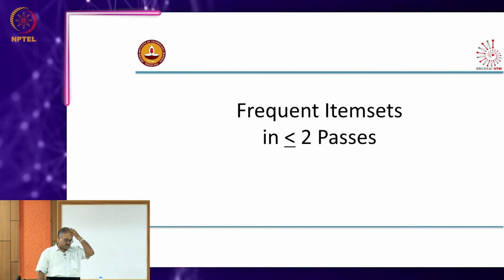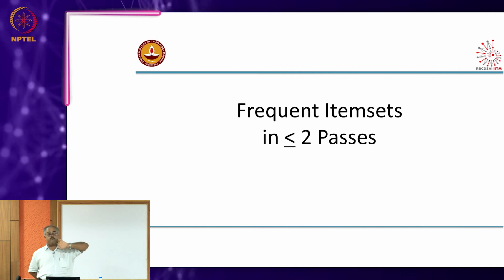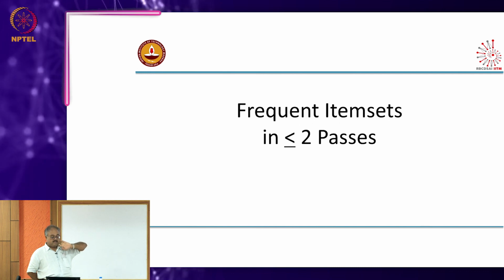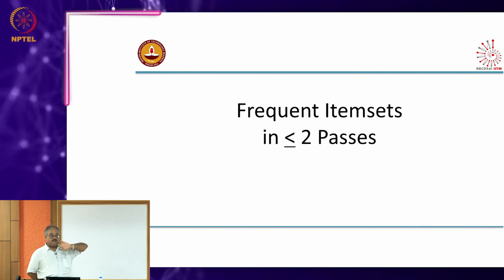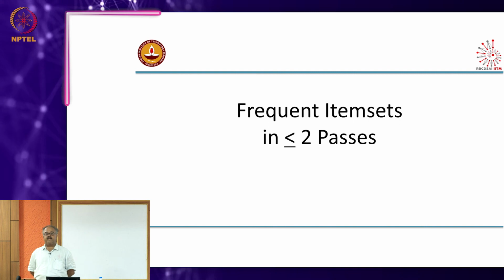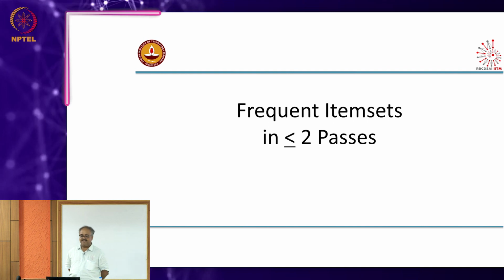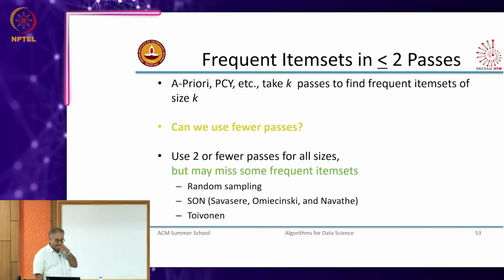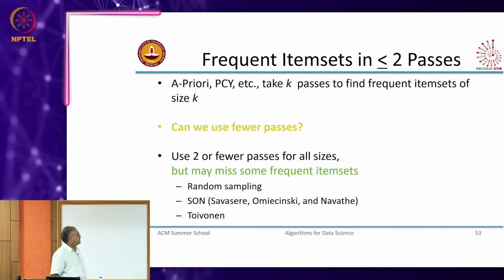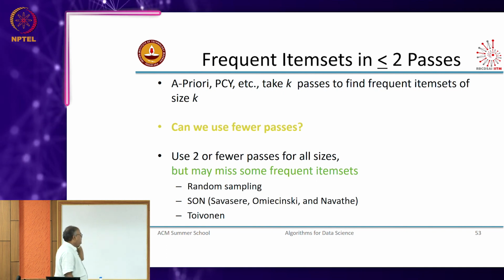So now we move on to 2 algorithms that are going to count frequent item sets in less than or equal to 2 passes. So obviously we are going to give up something. Correctness. You kind of answered earlier. So we are going to give up correctness. All of the things we looked at, PCY is essentially a more efficient way of organizing memory for Apriori. So it will take k passes to find frequent item sets of size k. So now the question is, can we use fewer passes?